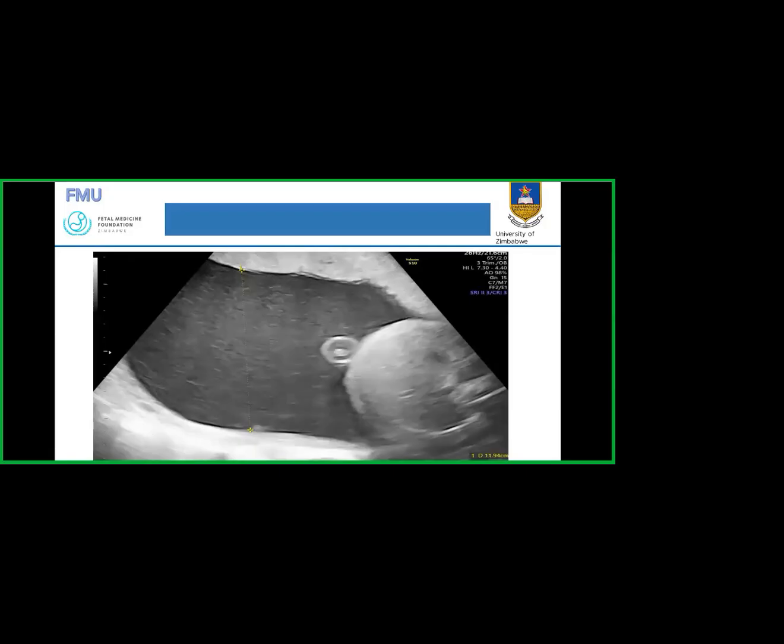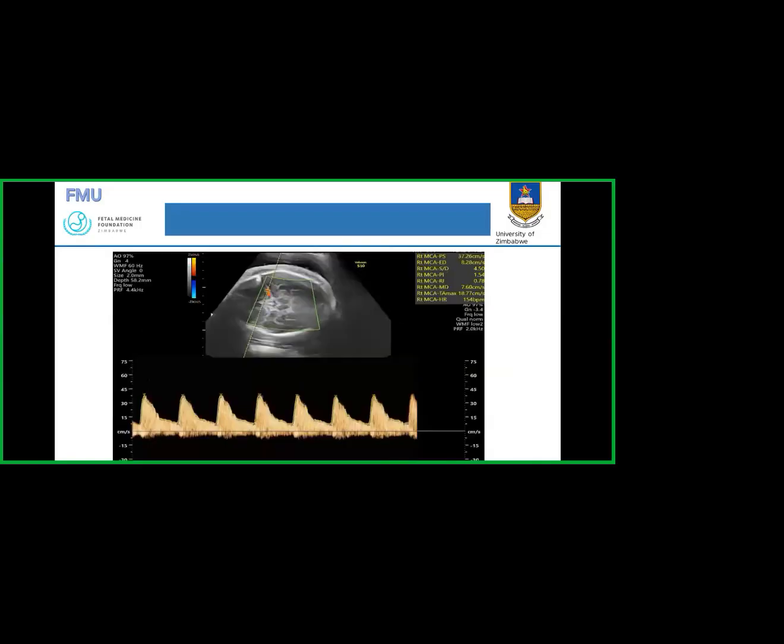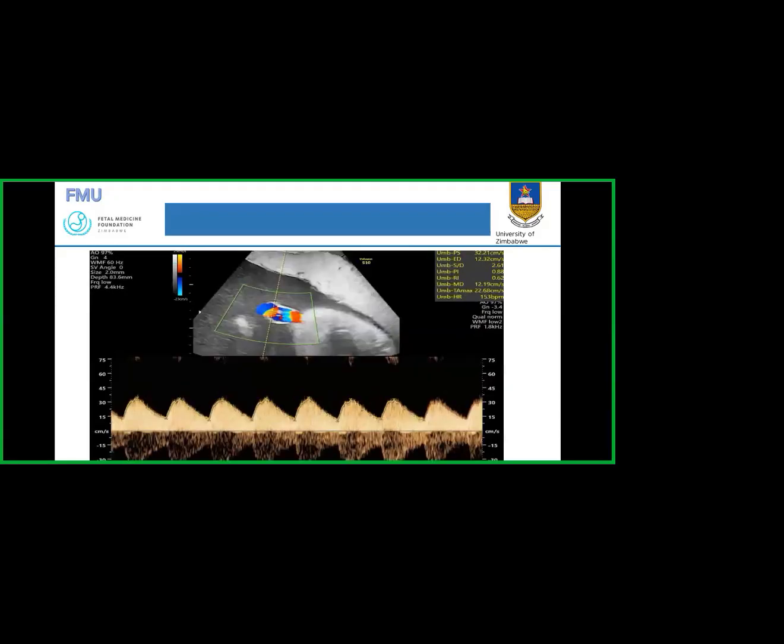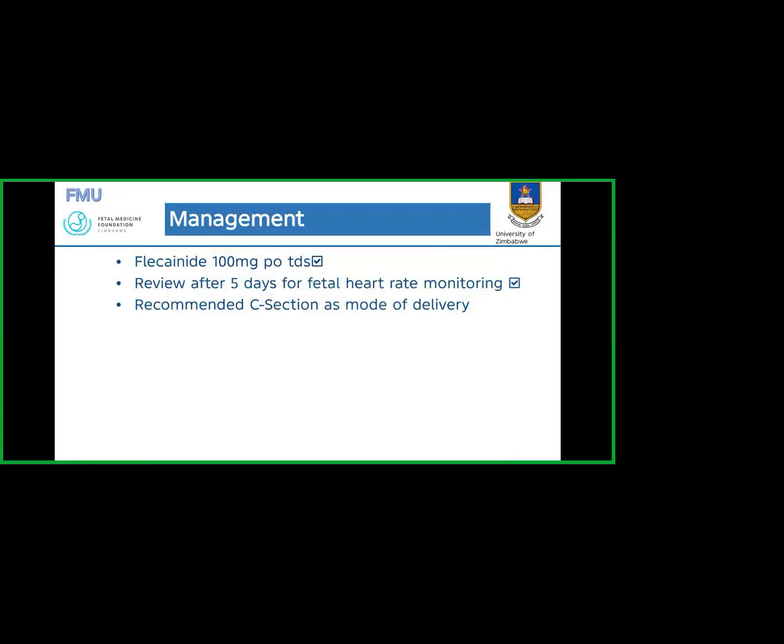And this is the measurement of the amniotic fluid, showing polyhydramnios, with a deepest pool of 11.94 centimeters. Examination of the middle cerebral artery was fairly normal despite the tachycardia, and the umbilical artery Doppler was also noted to be normal.